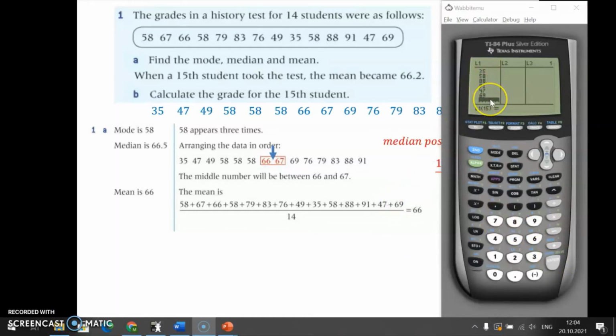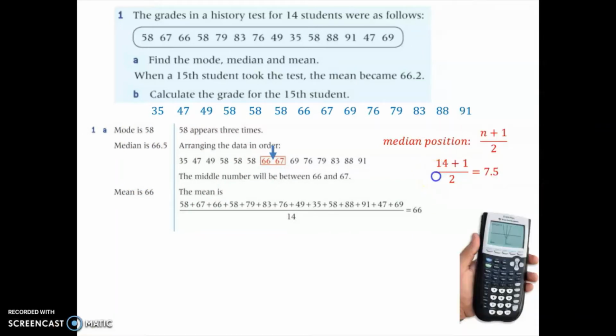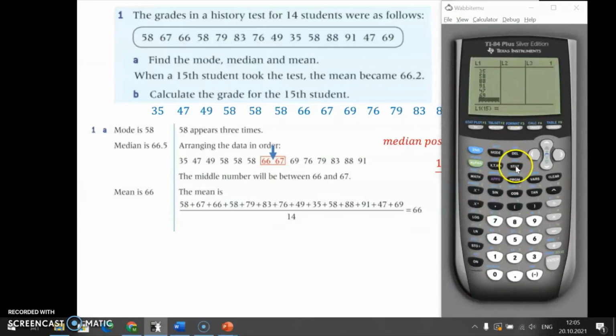Now that I have my list entered, you need to be able to calculate these single variable statistics: mode, median, mean. These are all called single variable statistics. They are statistics about a univariate data set, right? So let's try it out. Here's how you do it. Press Stat again. And now instead of Edit, where we enter data, we're going to go to Calc.